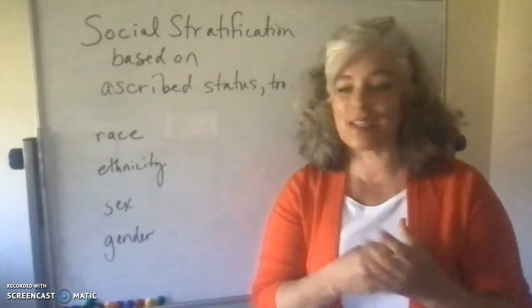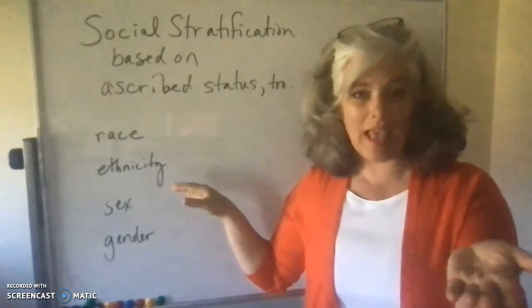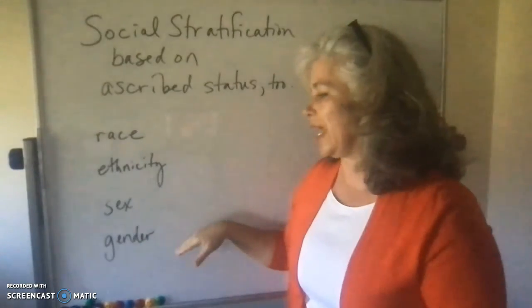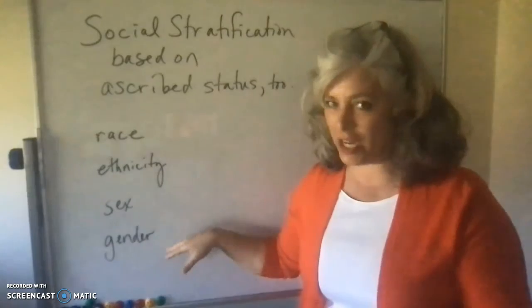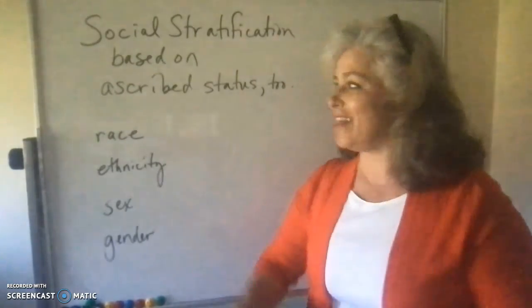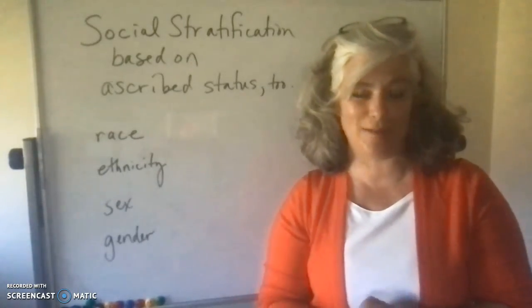And next, we will talk about the difference between race and ethnicity, because that's chapter 9. And then we're also going to jump to chapter 10 in the third video for this week and look at the difference between sex and gender, because you can't use any of these words interchangeably. They mean something different. They are different types of ascribed statuses that affect your position in social stratification.